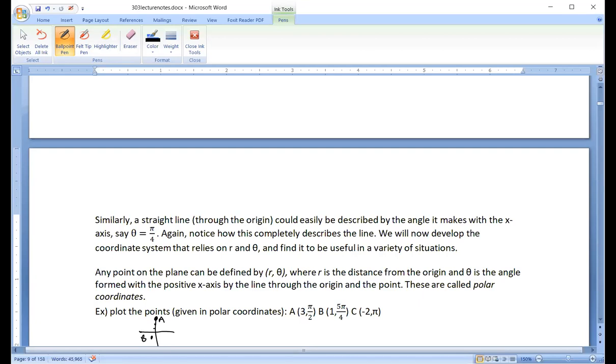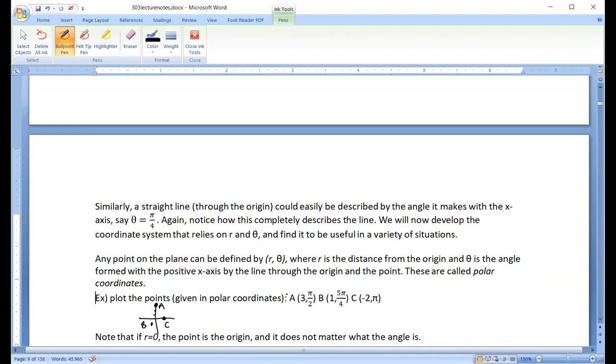Okay. And finally, the tricky point C. Point C says face in the pi direction, which would be, for example, along the negative x-axis, but go -2 in that direction. So what does that mean? Kind of means we have to go backwards. So that would put us over here. Okay. So that's roughly speaking how polar coordinates describe the plane. And also note that if r equals 0, the point is at the origin, and the angle doesn't matter. And we sometimes don't even give it. Okay, so that's the basics of what polar coordinates are.